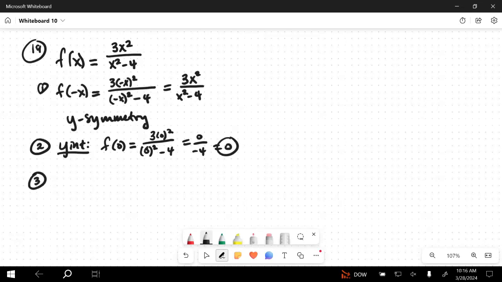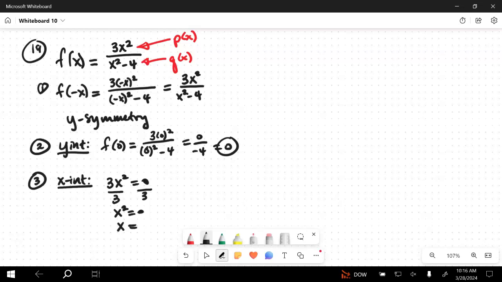Step 3, again, reading my sheet. To find the x-intercepts, if there are any, take, oops, I forgot one thing at the beginning, didn't I? The top of our function is our p of x. The bottom of our function is our q of x. So to find the x-intercepts, if there are any, we're going to take p of x and set it equal to 0. I'll start by dividing both sides by 3. X squared will be equal to 0, so I get 0.